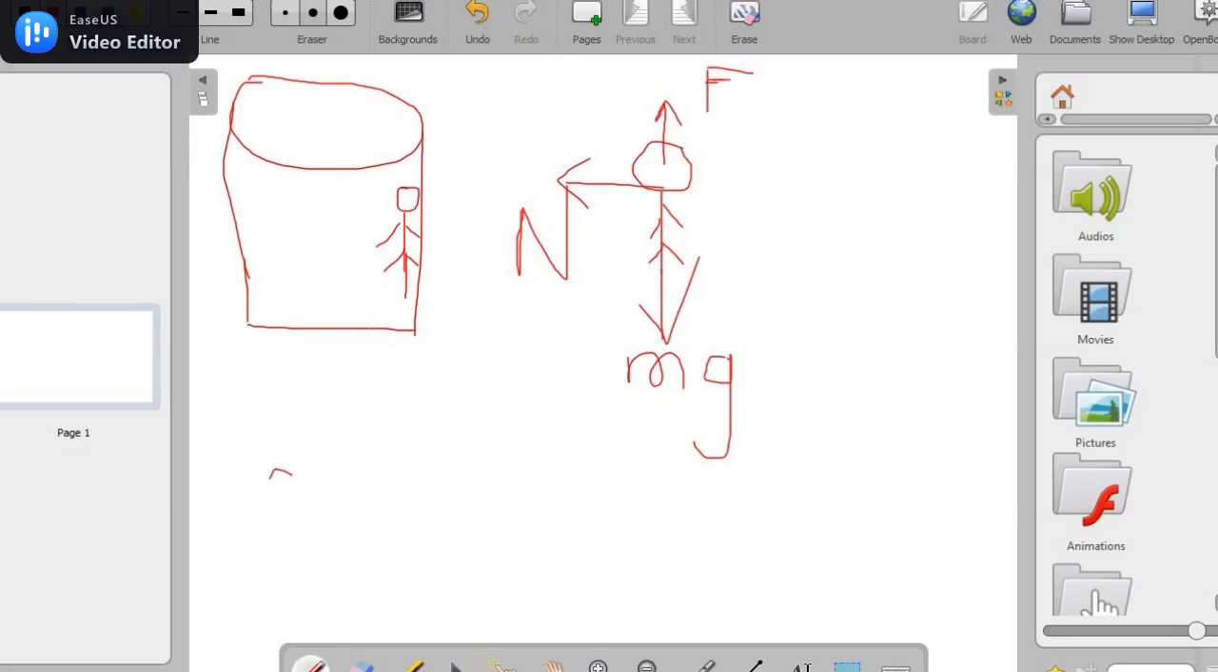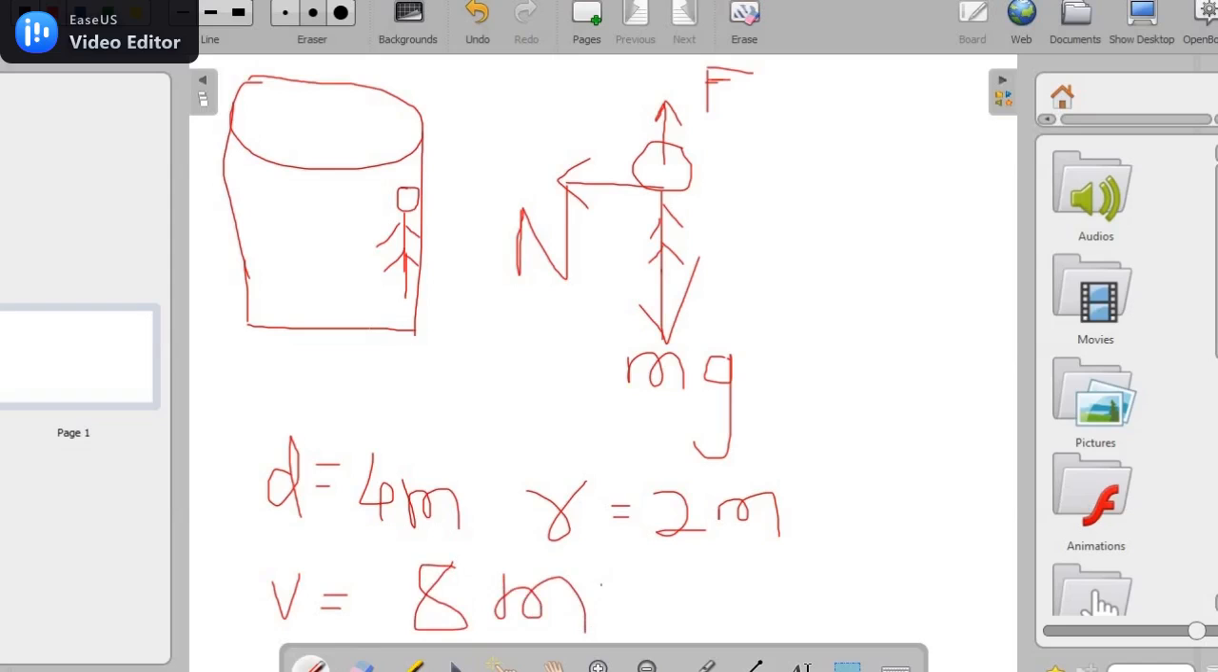So the diameter of the drum is given as 4 meter. We will write that. This radius we can calculate by doing d by 2, that is 2 meter, isn't it? And the linear velocity of the drum is given to us, that is 8 meter per second. And we have to calculate mu, that is the coefficient of static friction between the drum and the occupant's clothing, and the number of revolutions per minute, that is the frequency asked to us.